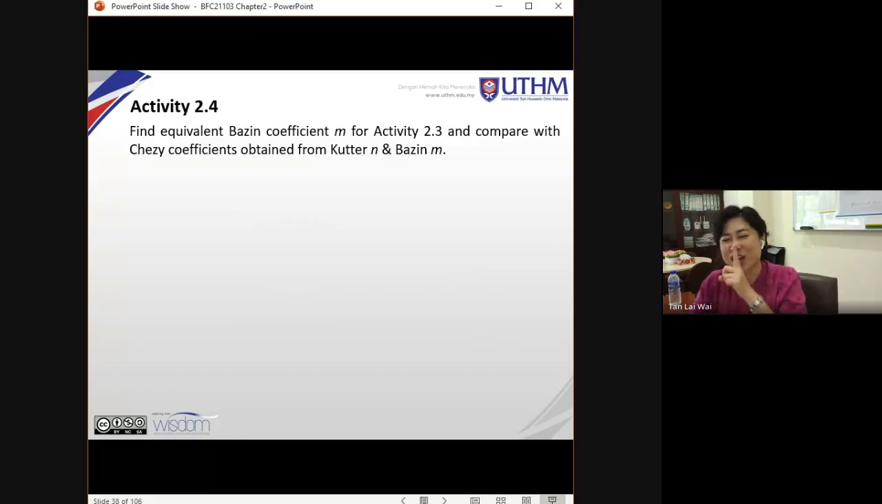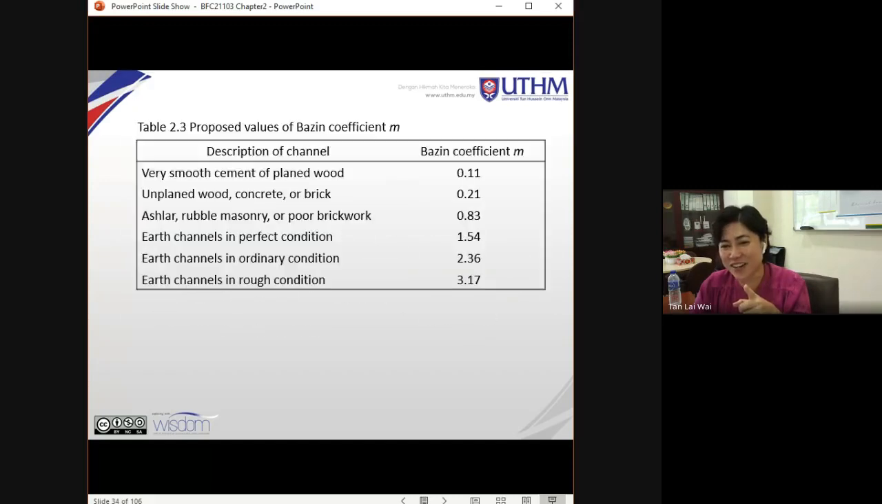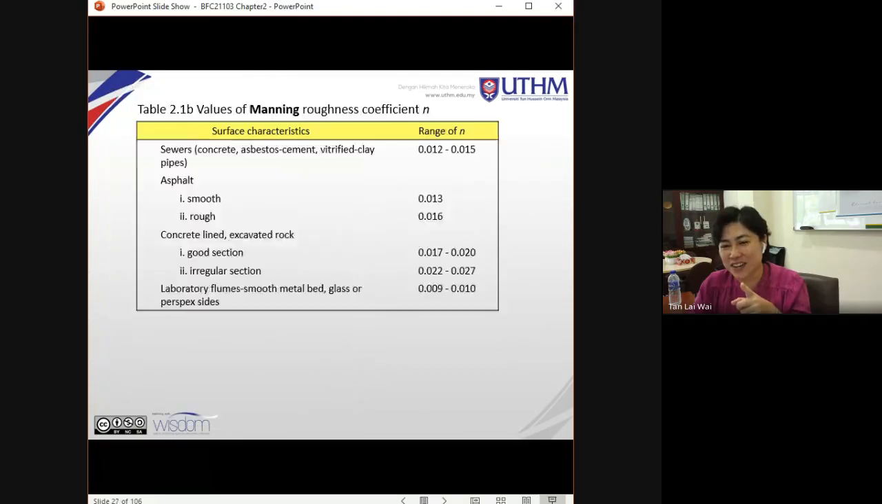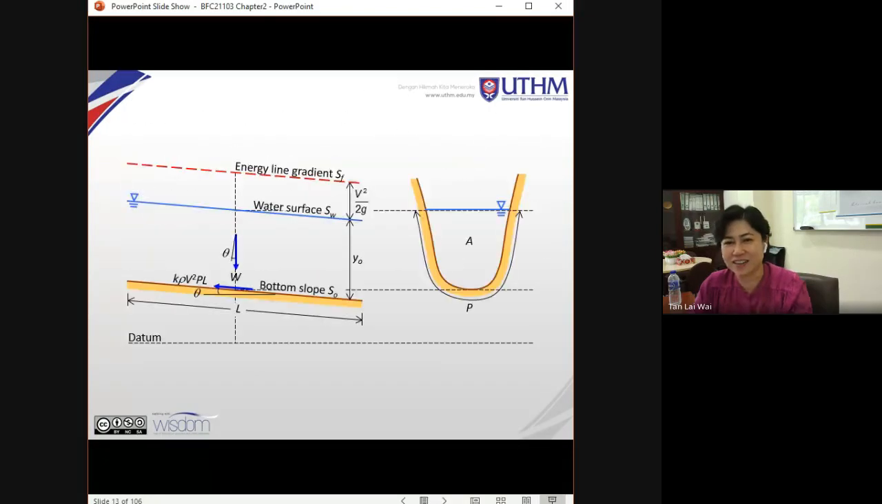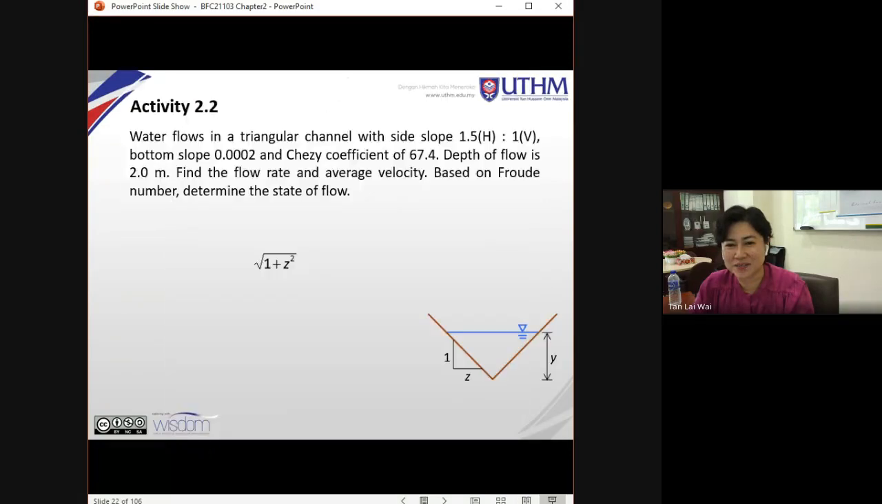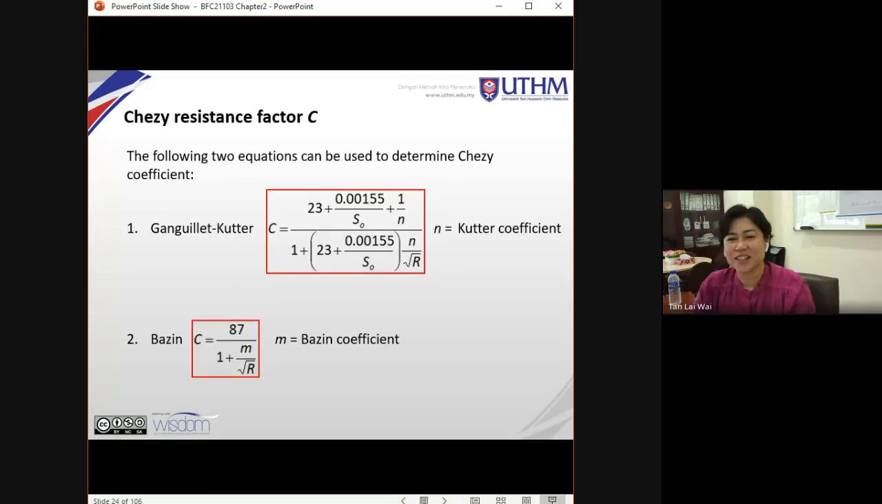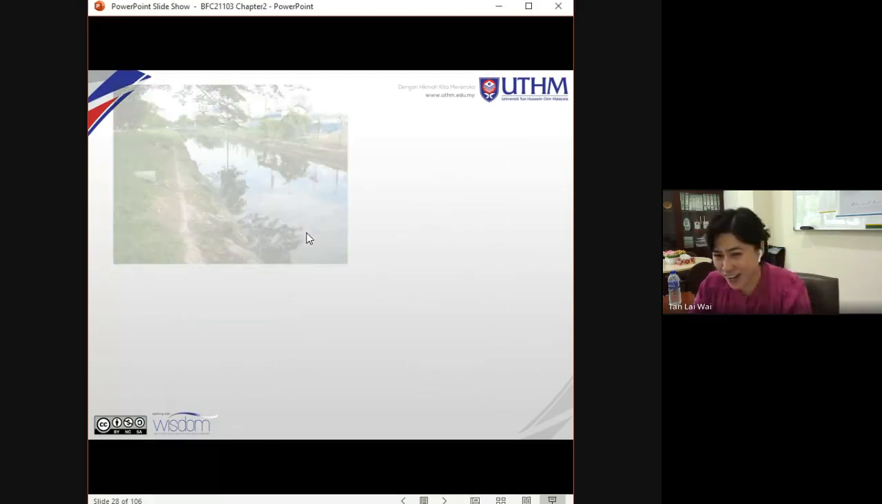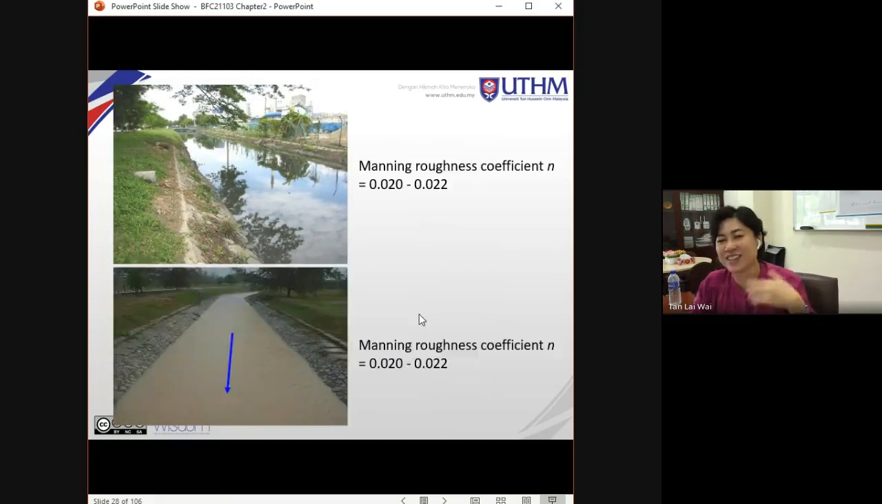Thanks, Azhar. But if you look at the Kutter and Basin formulas, they are different. Why different? You see, Kutter depends on hydraulic radius, N and S naught. Basin doesn't depend on S naught at all, and only depends on M, which is another coefficient, and R. So my answer to that question, yes, you are going to have a different Chezy coefficient. But if you are lucky, like Azhar said, you are going to get the same answer.